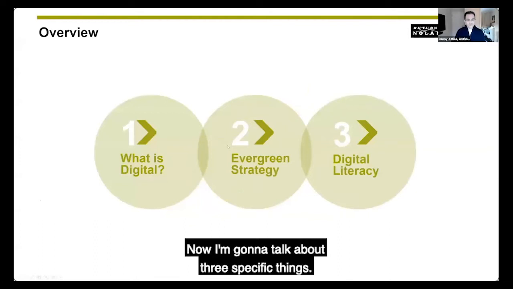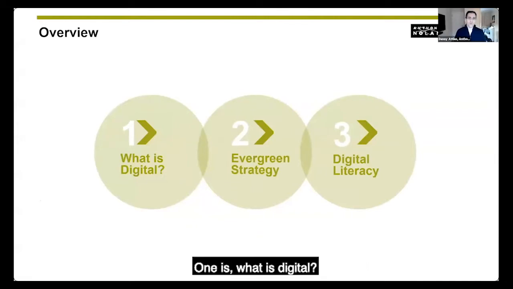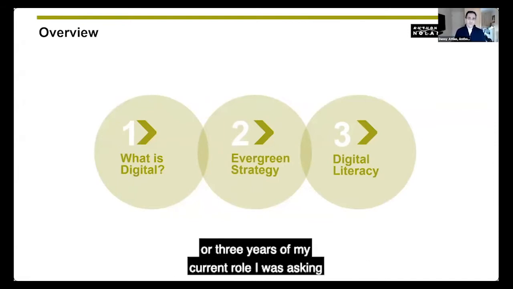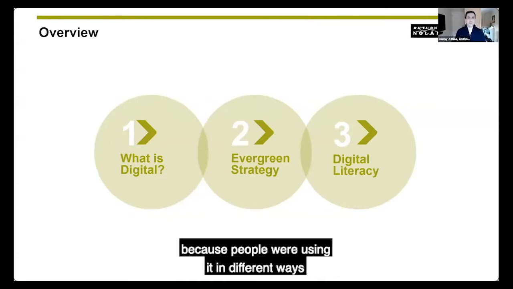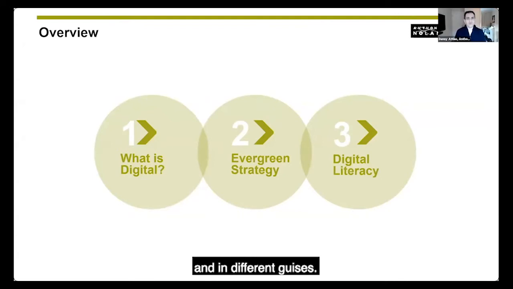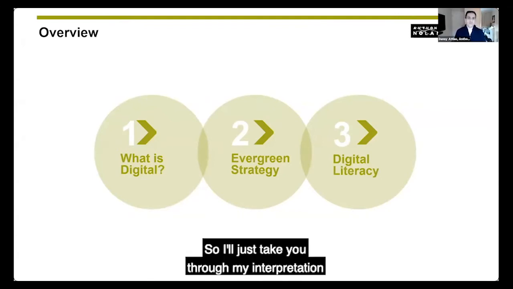Now I'm going to talk about three specific things. One is, what is digital? Feels a bit odd in 2021 that we're still asking the question, what is digital? But I think people have different interpretations of what it is. And I know that in the first 2 or 3 years of my current role, I was asking that question a lot, and I did not have any answers. I genuinely did not know what people meant when they kept saying digital, because people were using it in different ways and in different guises. So I'll just take you through my interpretation of the word digital and how I use it as well.